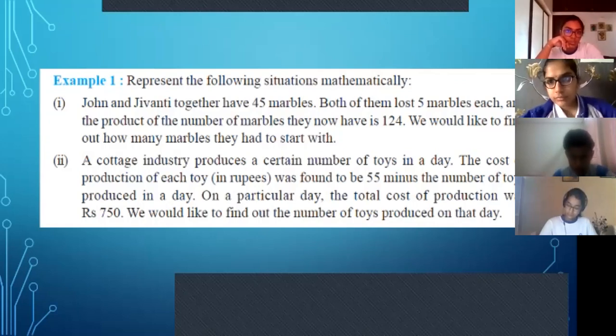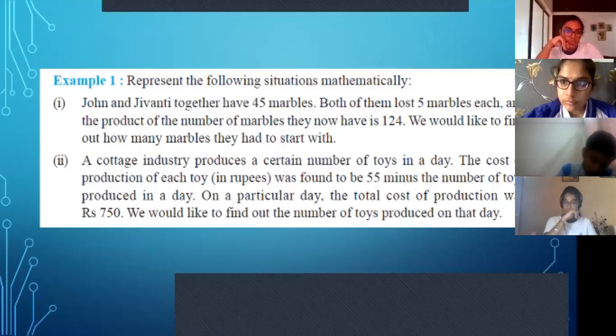Can that be done by the linear method? Yes, it can be done. But now, how am I going to do it by a quadratic equation in one variable?